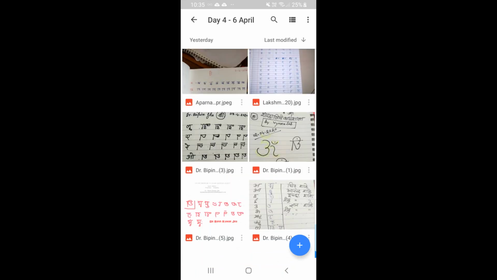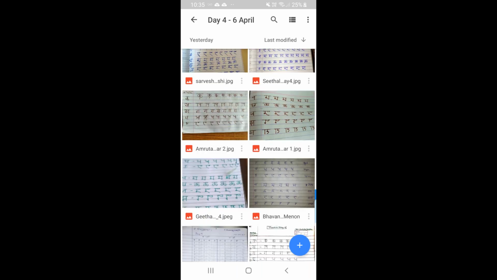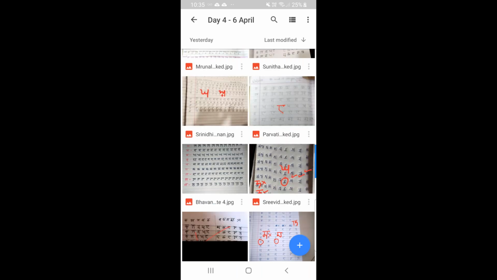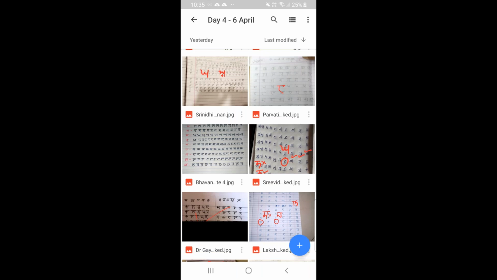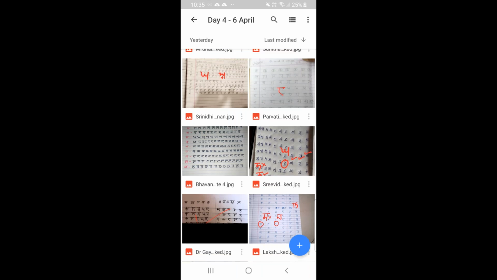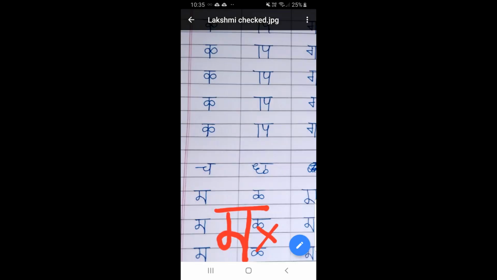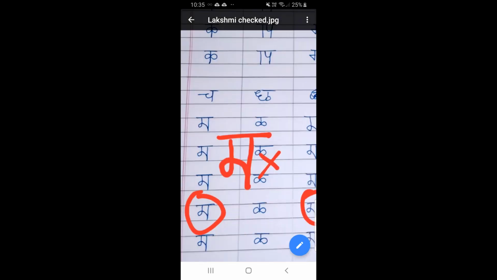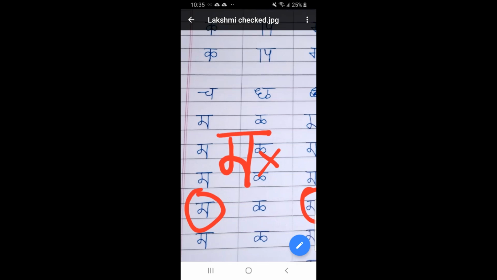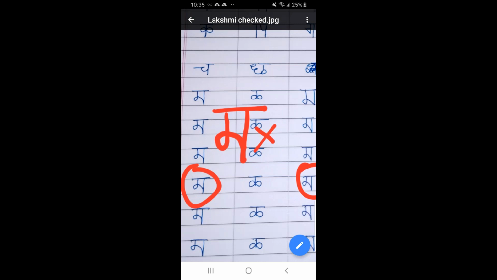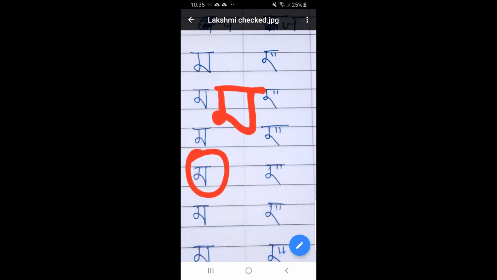So these are some commonly made mistakes. One more I just want to show. See here, ch. As you can see, what you have done here is the middle line. You have tried to join it like this, which is a wrong shape. This is the right shape. It should join like this, come down and take it up.